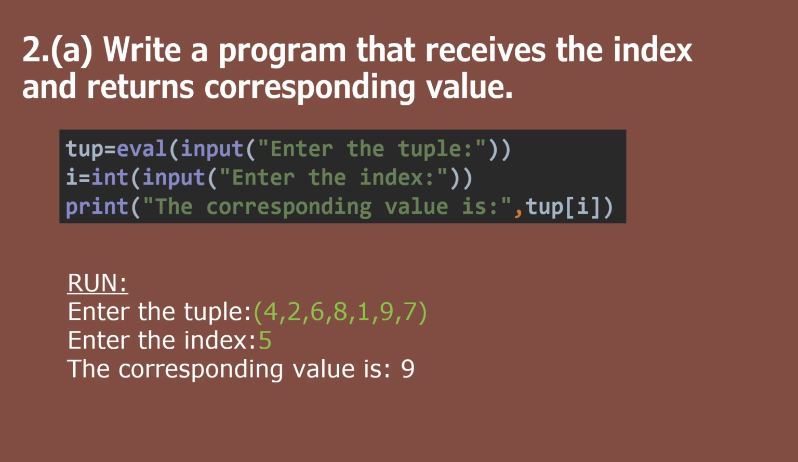So while running the program, it will ask you to enter a tuple. But here we have used eval function to enter a tuple. You can see here. So while entering the value, you have to keep the values within brackets, parentheses. Then only it will be considered as a tuple. Then the index value, you can put any value. Here I have put 5. So it is printing the value which is at index number 5, which is 9.